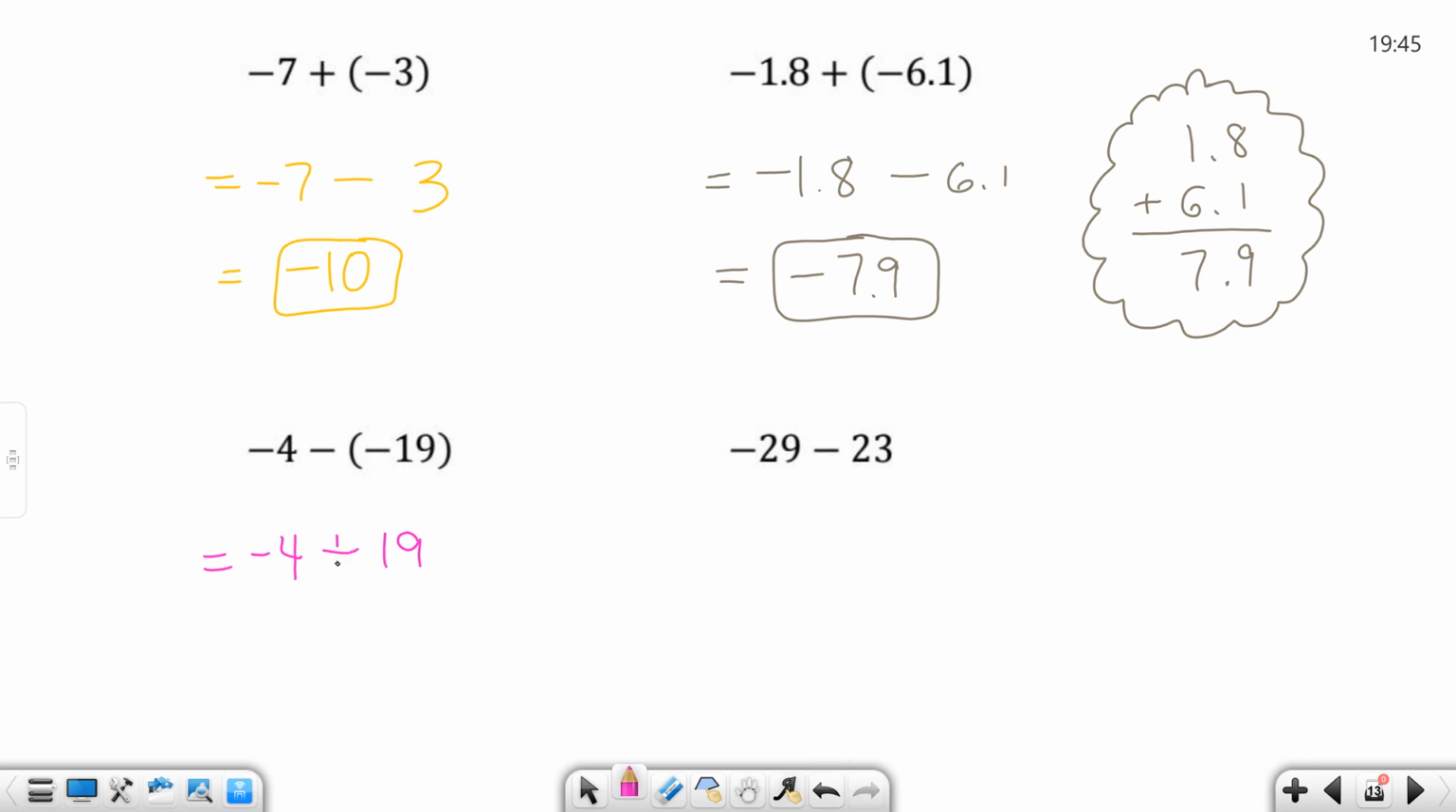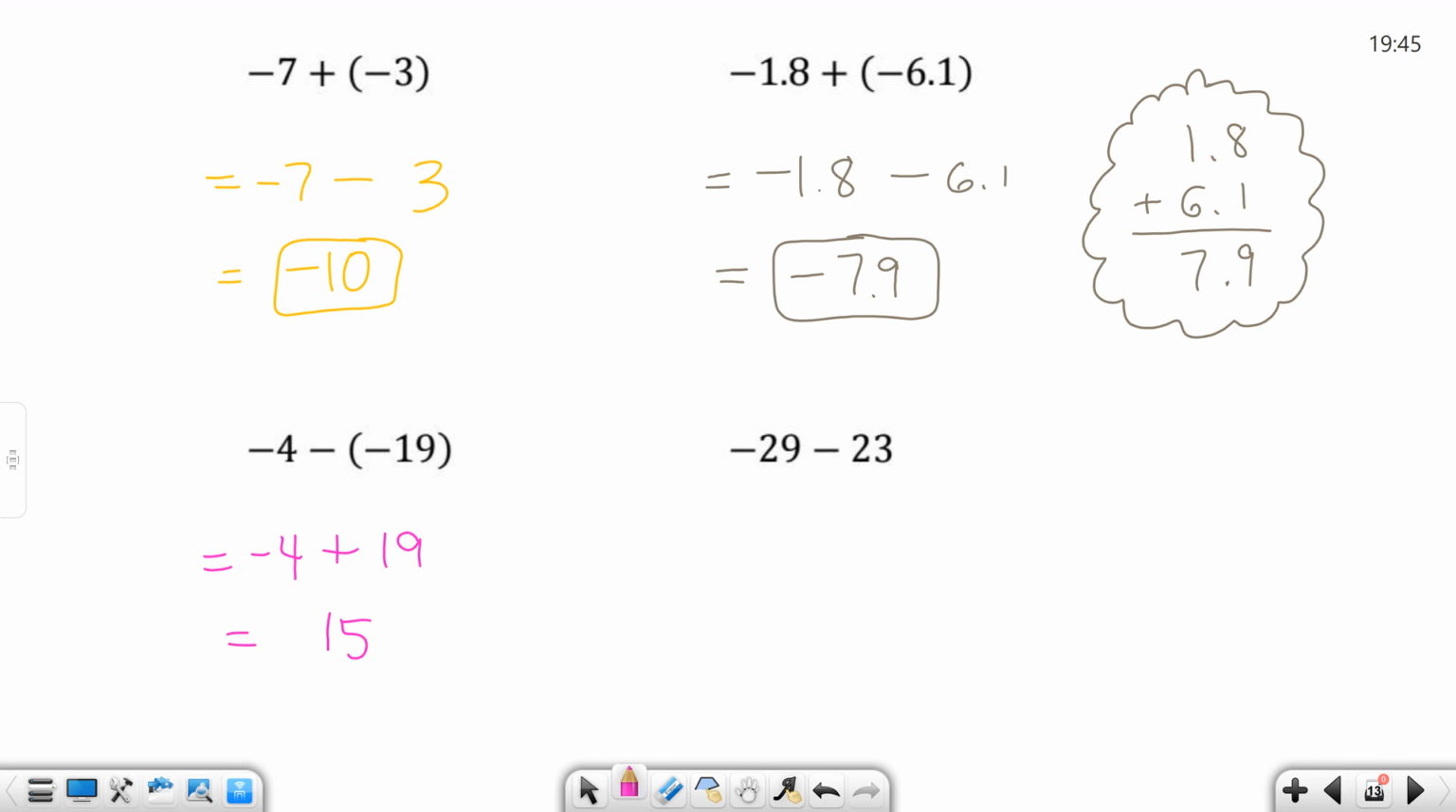Minus a negative really means plus. So I don't care that there's a plus sign between those two. I look at the 4 and it's negative. I look at the 19 and it's positive. Those are different signs. So what do I do when I have different signs? I subtract. 19 minus 4 is 15.